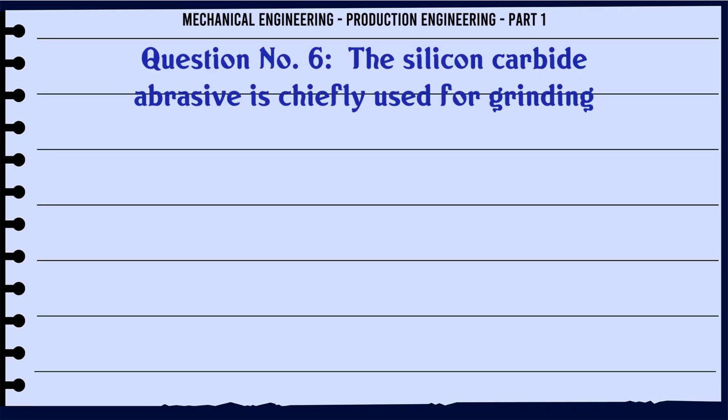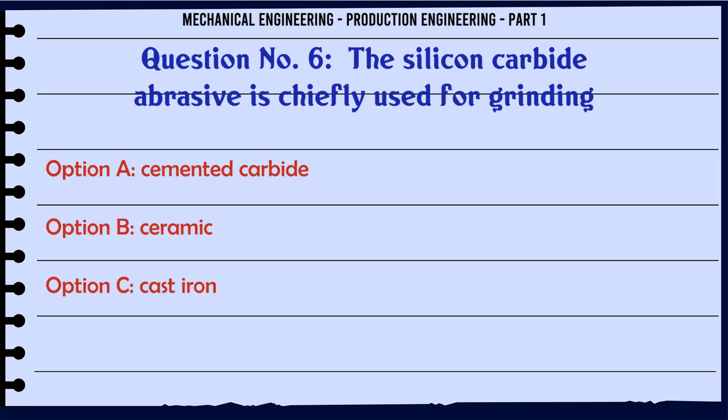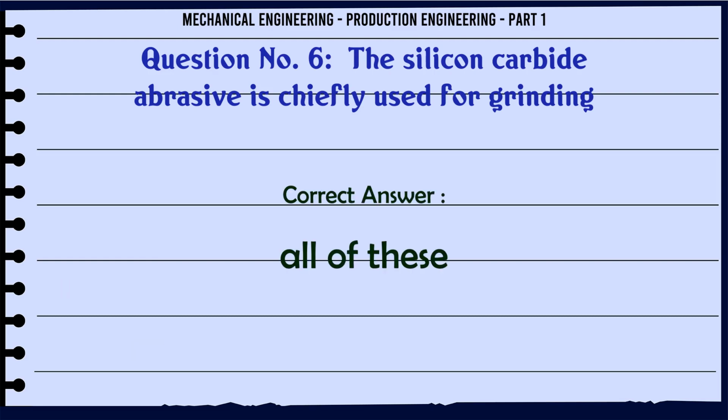The silicon carbide abrasive is chiefly used for grinding A. cemented carbide. B. ceramic. C. cast iron. D. all of these. The correct answer is all of these.